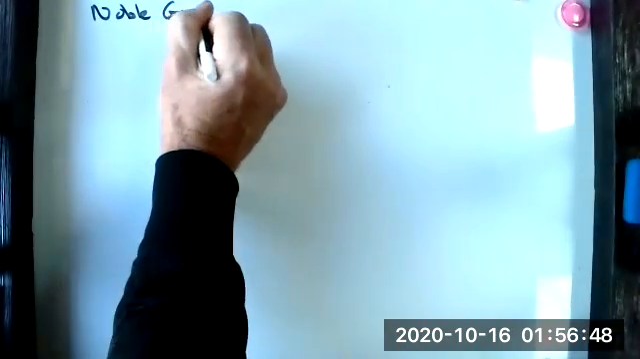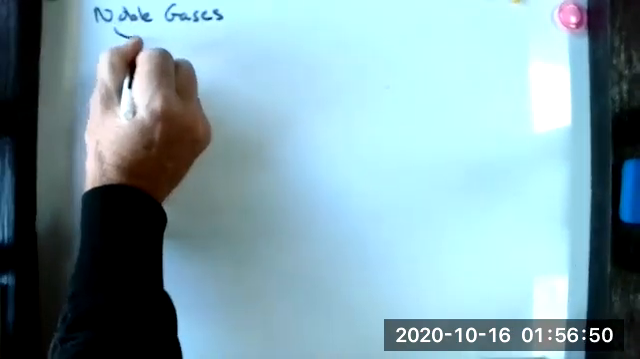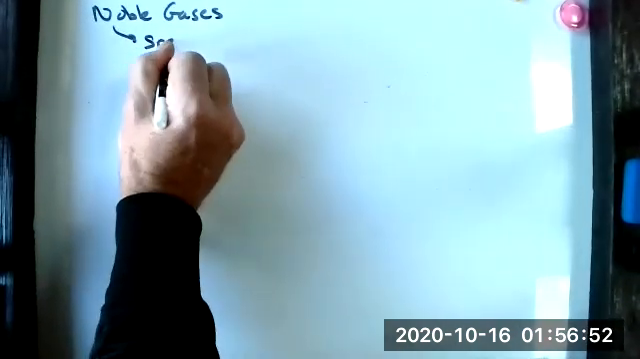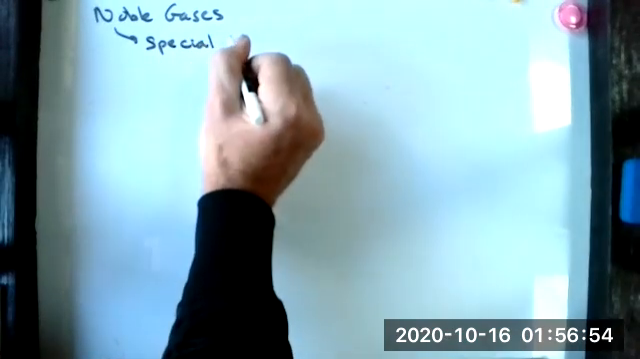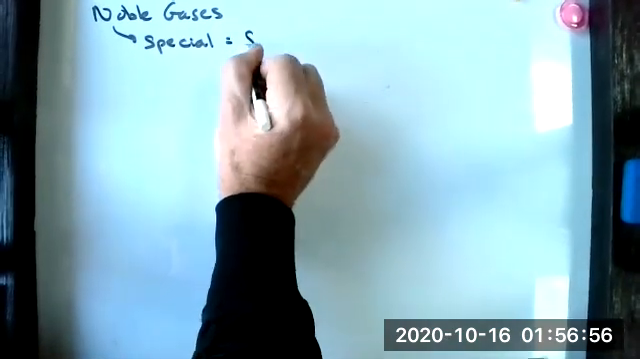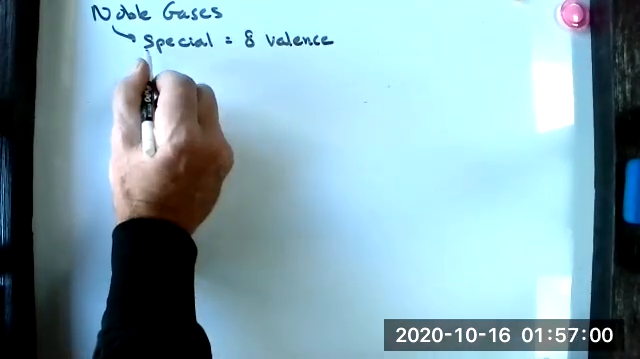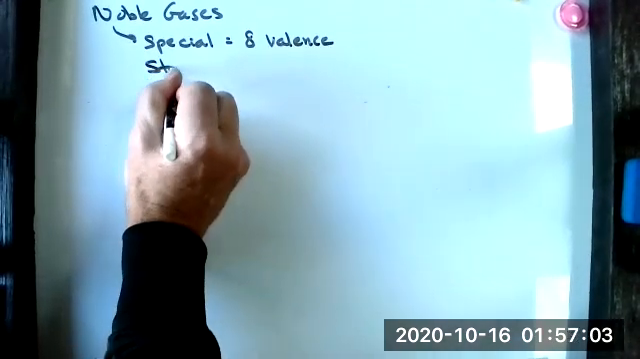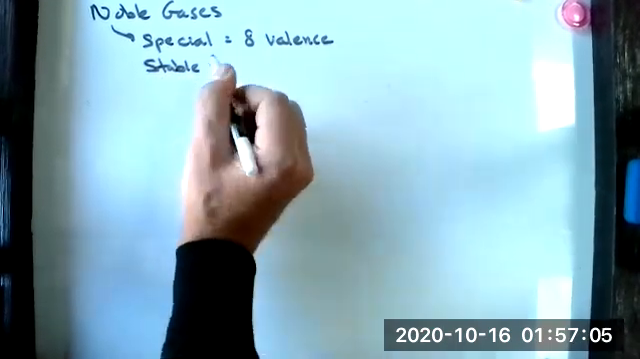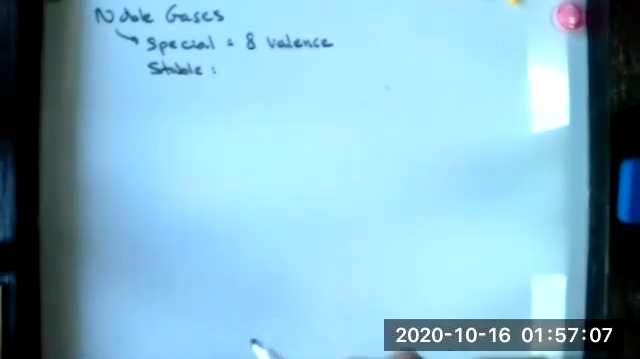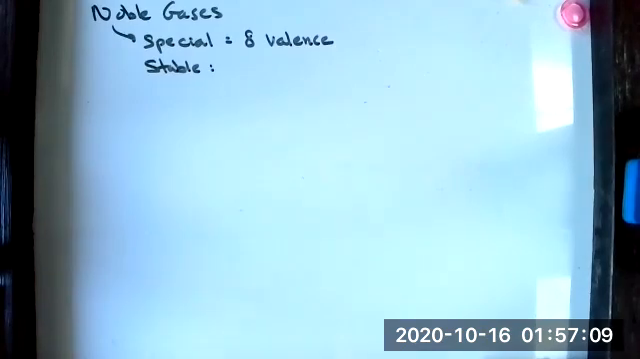Yes, they are called noble gases. Noble means there's something that's special about them. And that special is the fact that they've got 8 valence electrons. What's so special about that? They are extremely stable. They will sit on my desk and do nothing for a long, long time.